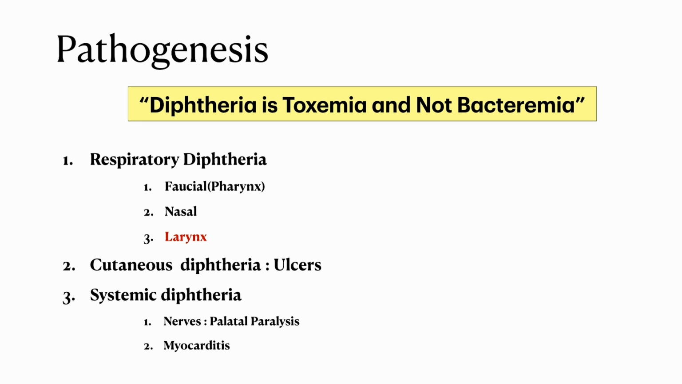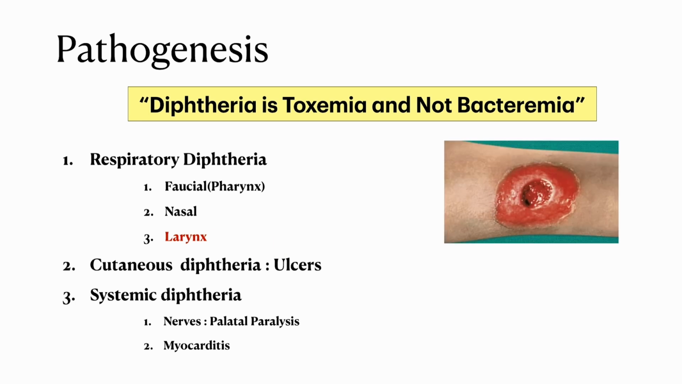Now, this bacteria can manifest itself in various ways. Firstly, the most common manifestation is in the form of respiratory diphtheria, wherein it can affect the facial or the pharynx region, or the nasal region, and the most fatal region is the larynx. Secondly, it can also manifest itself as cutaneous diphtheria, wherein it forms ulcers like this.